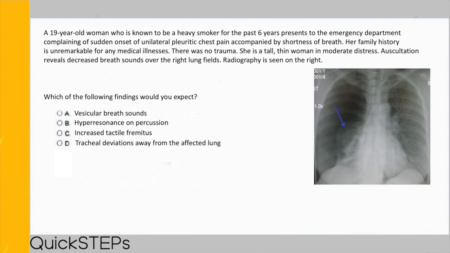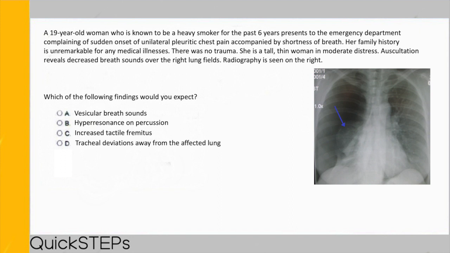Radiograph is seen on the right. Just for those who aren't really familiar with seeing or looking at too many radiographs, you want to have symmetry on both sides. That's one of the first things you look at. First off, you want to know what's left and what's right. So the right side of the picture is the left side of the patient. The left side of the picture is the right side of the patient.